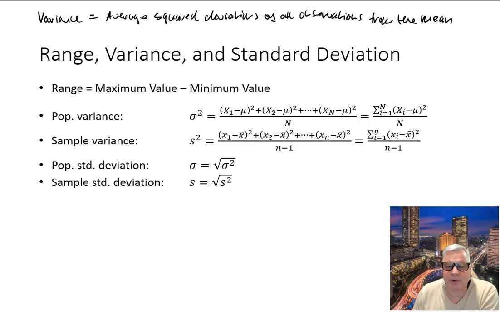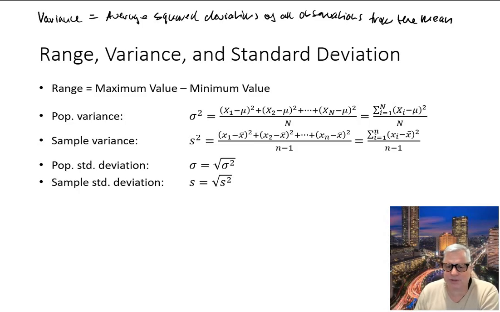And then you see what we do. We take every observation, we subtract the mean and square it. Then we do that for the next observation, we subtract the mean and square it. And we do that for all observations. Or in some notations, we sum up all the squared deviations from the mean for each observation and then divide by n.